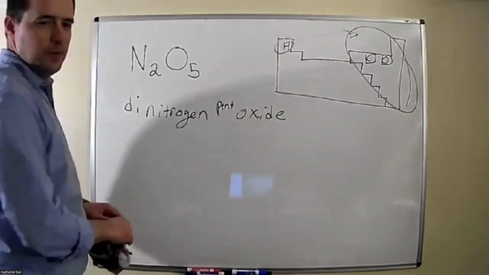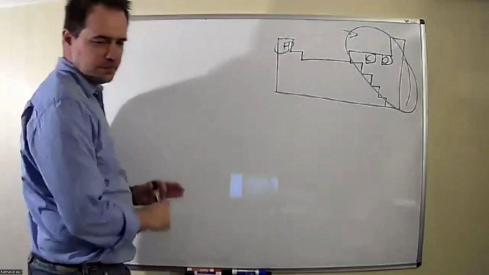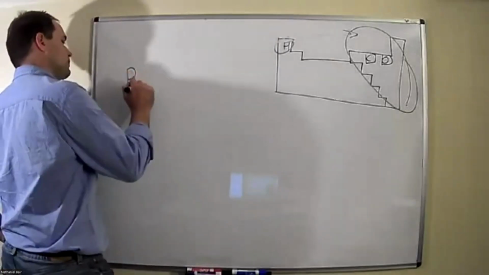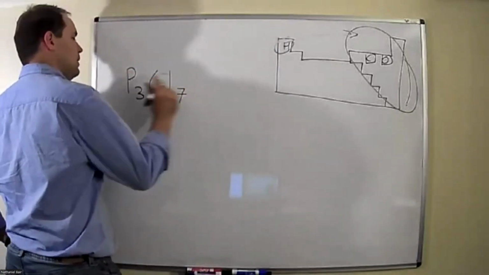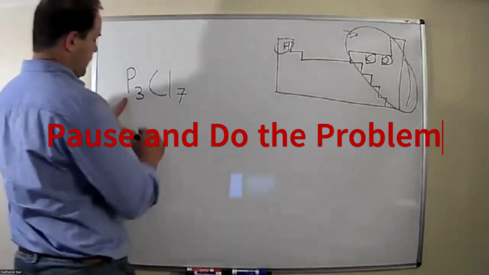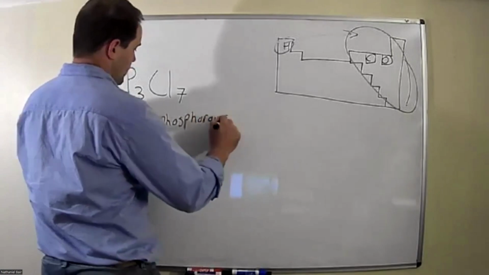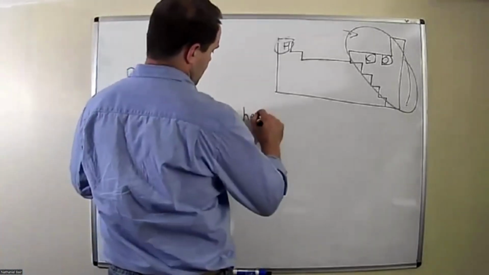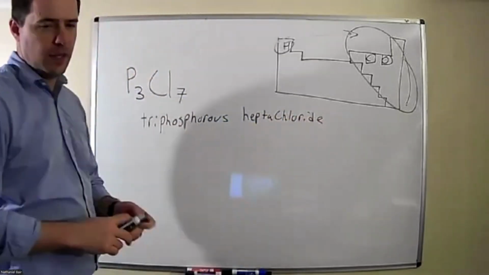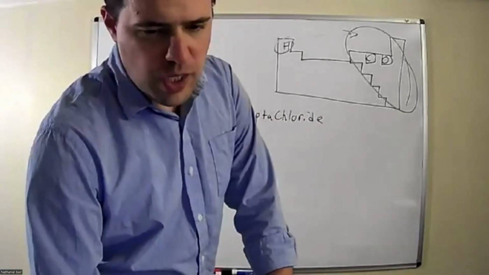Give me another one, then I'll have a whole list, don't you worry. P3Cl7. Give that guy a shot. So we got triphosphorus heptafluoride. I get a lot of septas. Septa's the light rail in Philly. You don't want that. Hepta. Let me put a bunch up here. You give them a shot.